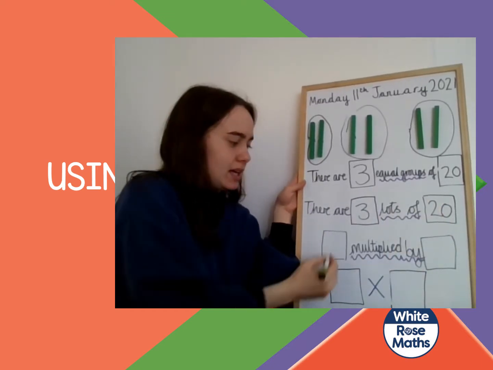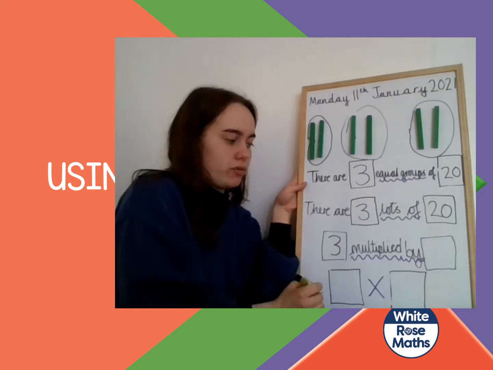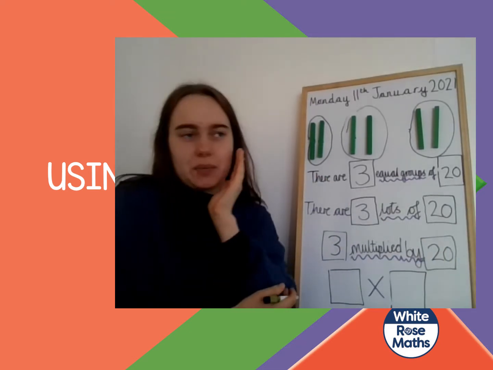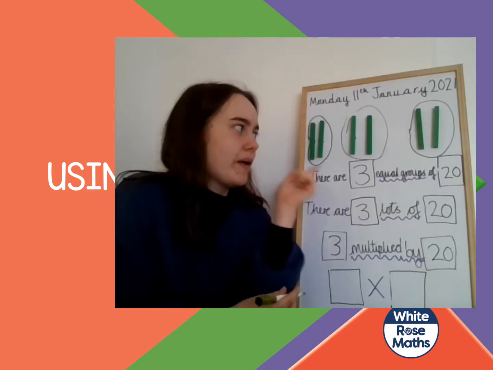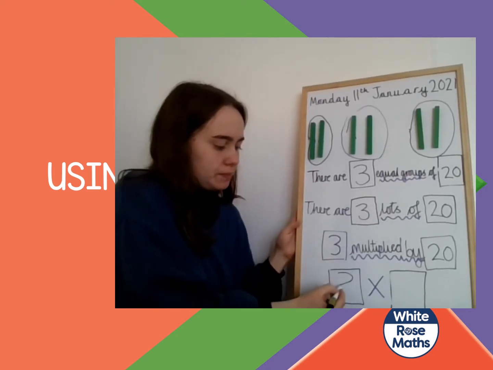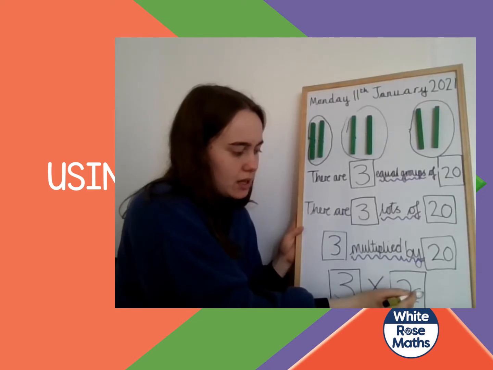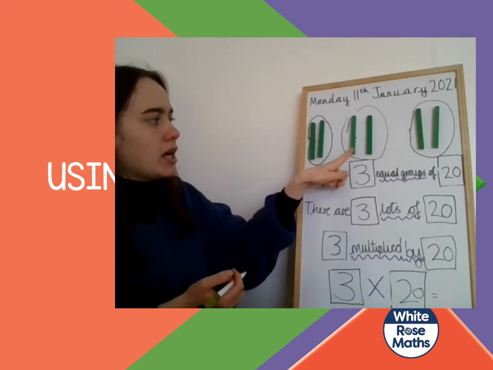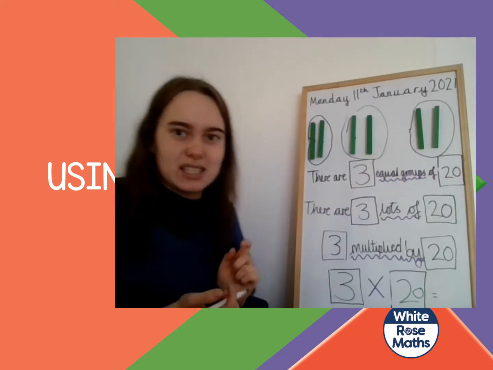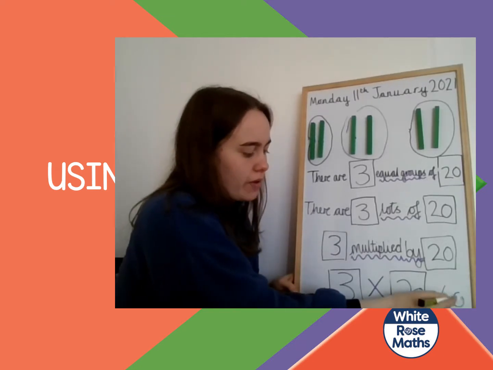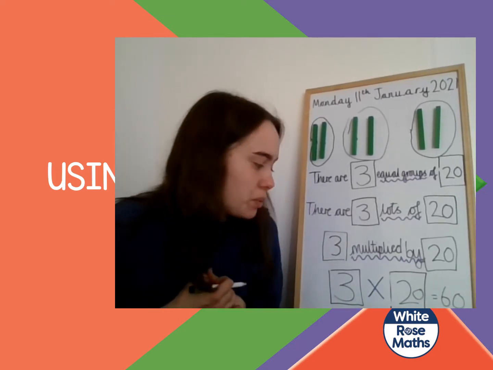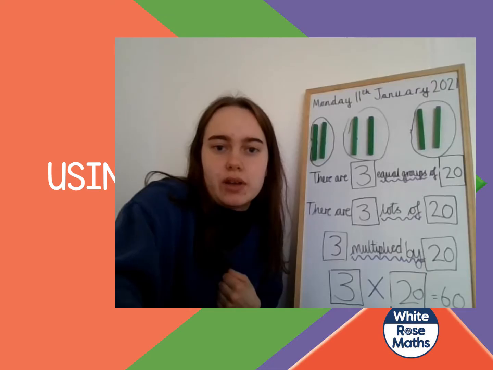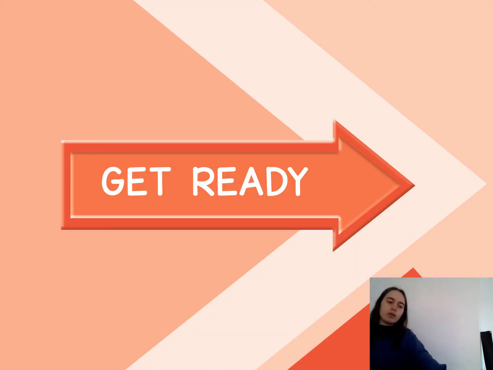That's also the same as saying there are 3 multiplied by 20. Now, 3 multiplied by 20 is something that we'd probably never actually ask you to do, but using this, we can work it out. So 3 multiplied or times by 20, we can actually work out the answer to that massive question. That is 10, 20, 30, 40, 50, 60. So you know that now. 3 multiplied by 20 is 60. Wowzers.